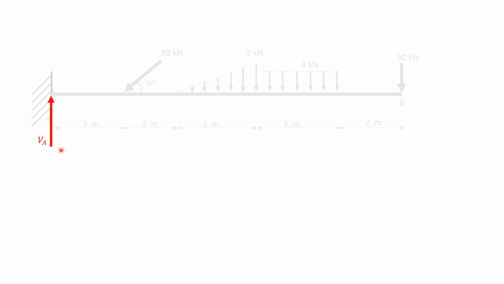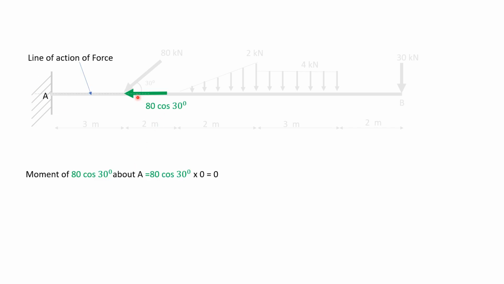And this VA will have line of action of force like this. It will pass through point A and it will have 0 moment about point A. And this couple will have anti-clockwise moment, so minus MA. And this 80 cos 30 will pass through point A and it will have 0 moment about point A.